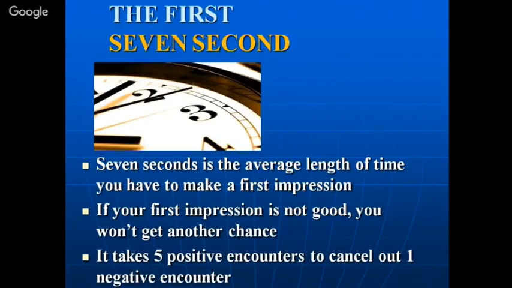It takes 5 positive encounters to cancel out 1 negative encounter. Let's say in my first 7 seconds, in my presentation, I make a mistake. Okay, I am here for 1.5 hours or 1 hour or 40 minutes, whatever time is allotted to me. But in the first few seconds only, I make a mistake. That is the first negative encounter. And I have registered in my mind that I made a mistake, kar di.